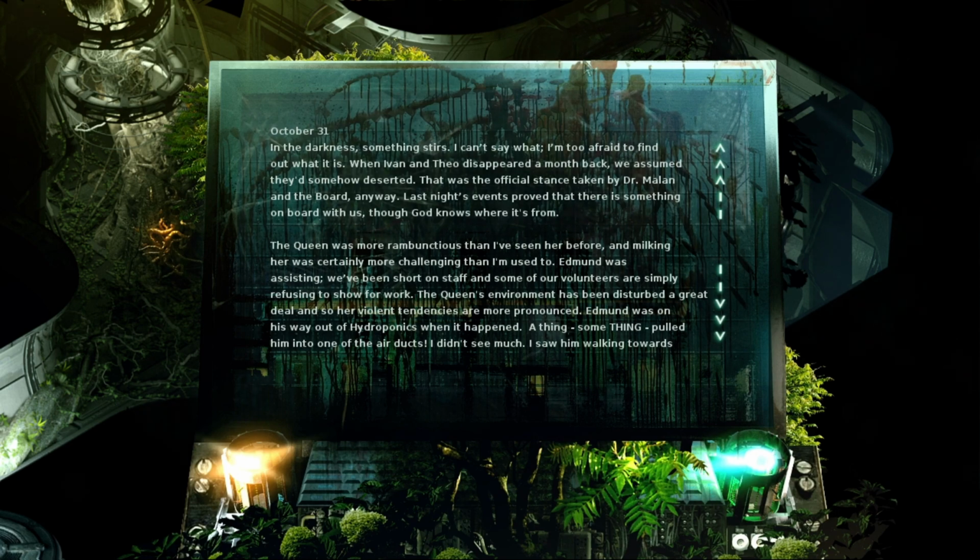In the darkness, something stirs. I can't say what. I'm too afraid to find out what it is. When Ivan and Theo disappeared a month back, we assumed they'd somehow deserted. That was the official stance taken by Dr. Milan and the board, anyway. Last night's events prove that there is something on board with us, though God knows where it's from.